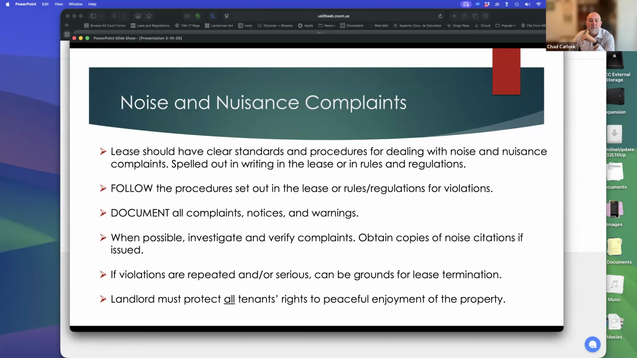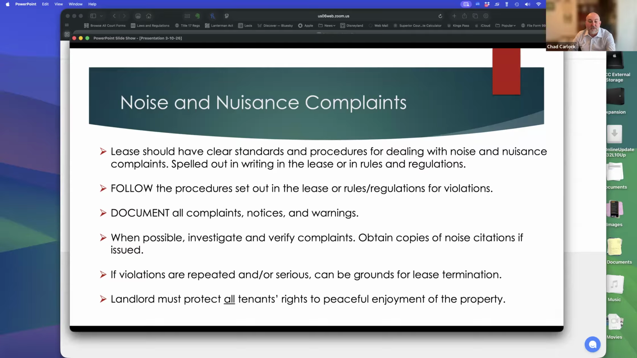Do the best you can. Sometimes you may or may not be on site, so it's hard to document and investigate what actually happened. But at least document what you were told and when you were told it, and who told it to you. If there was a noise violation or the police come to break up a party, etc., try to get copies of those notices. Repeated or serious violations can be grounds for lease termination, especially if you have it listed in your lease as a reason for termination.